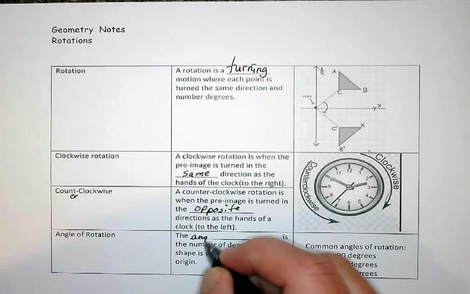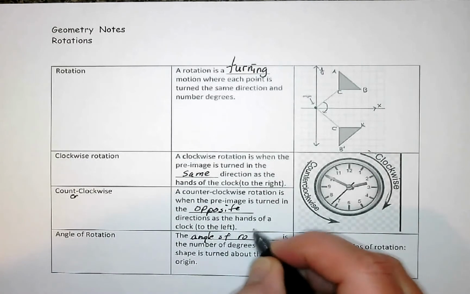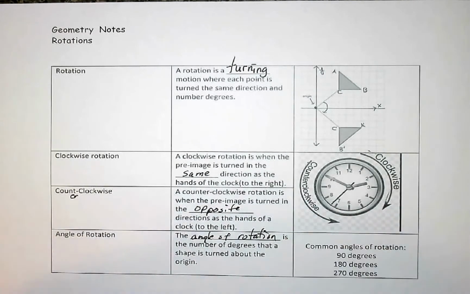The angle of rotation is the number of degrees that the shape is turned about the origin. Now, these are the three most common ones: 90, 180, and 270. And it also is most common, especially in an introductory part, where we are turning around the origin, which is that (0, 0). But a rotation can really occur for any amount of degrees and from any single point.